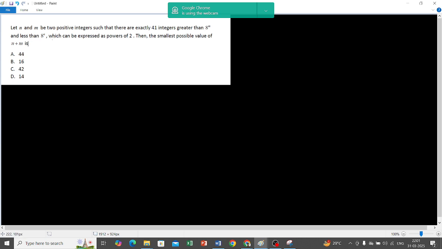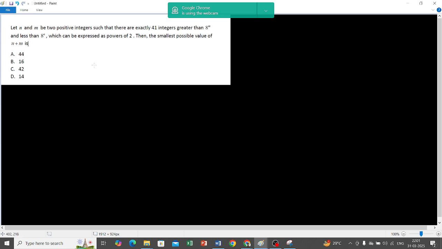Let n and m be two positive integers such that there are exactly 41 integers greater than 8 to the power m and less than 8 to the power n, which can be expressed as power of 2. Then the smallest possible value of n plus m is what? It is given.